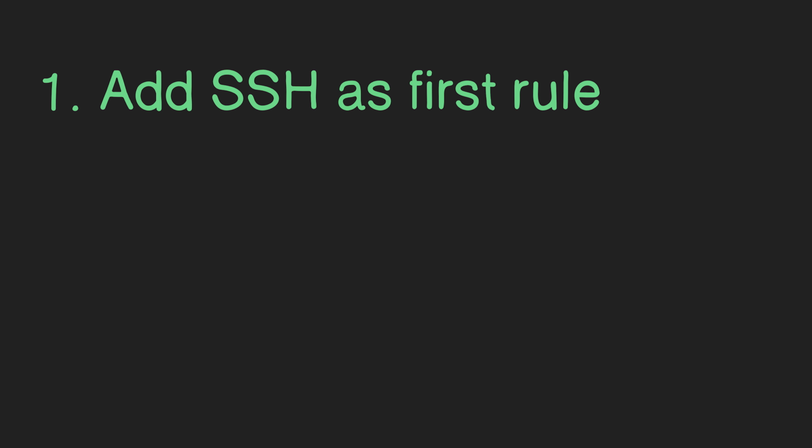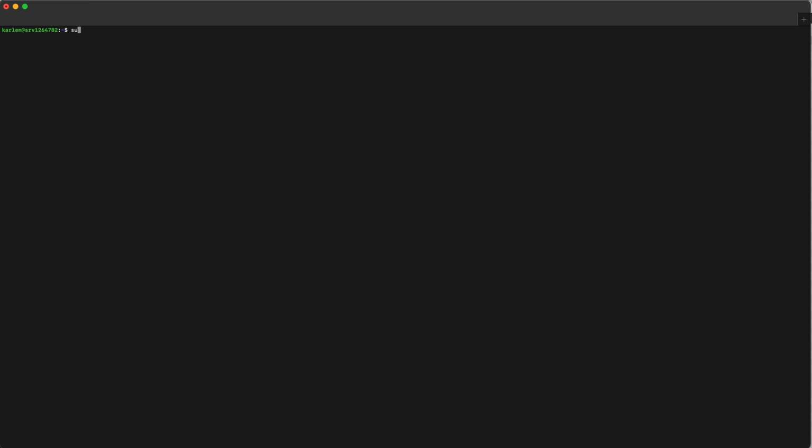Let's add SSH as our first rule so we don't lock ourselves out using this command. sudo ufw allow OpenSSH. Make sure that you spell it correctly and with proper cases. Otherwise, the rule will not apply correctly and you can lock yourself out. Then we can allow HTTP and HTTPS traffic using this command. sudo ufw allow http and sudo ufw allow https.